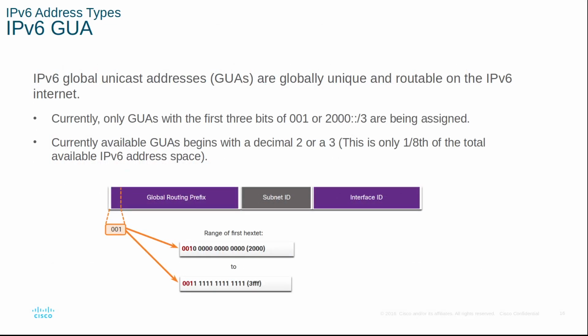Global unicast addresses are globally unique, and they're routable on the internet. We're currently only using an eighth of the total address space, which ranges from 2000::/3, right? The first 3 bits. Sorry, 001. That's the first 3 bits in binary.